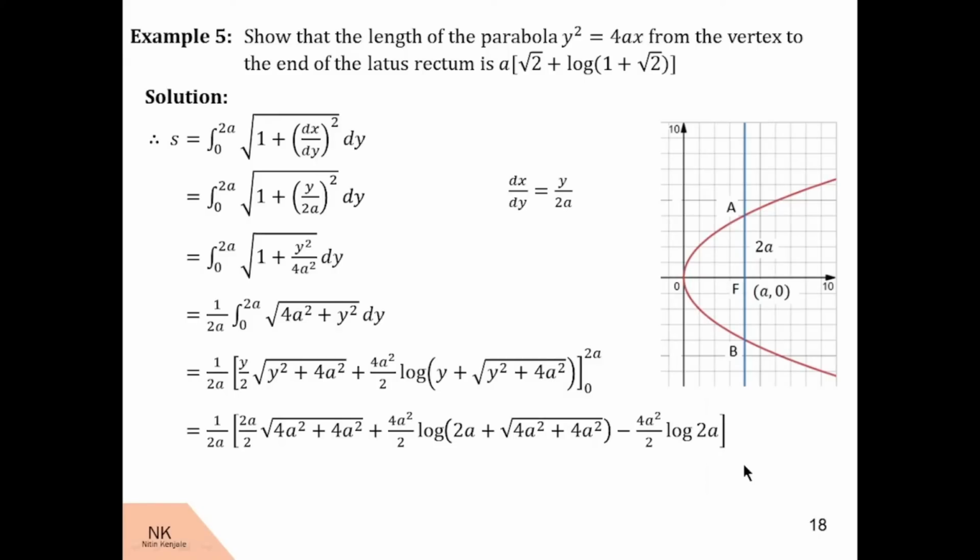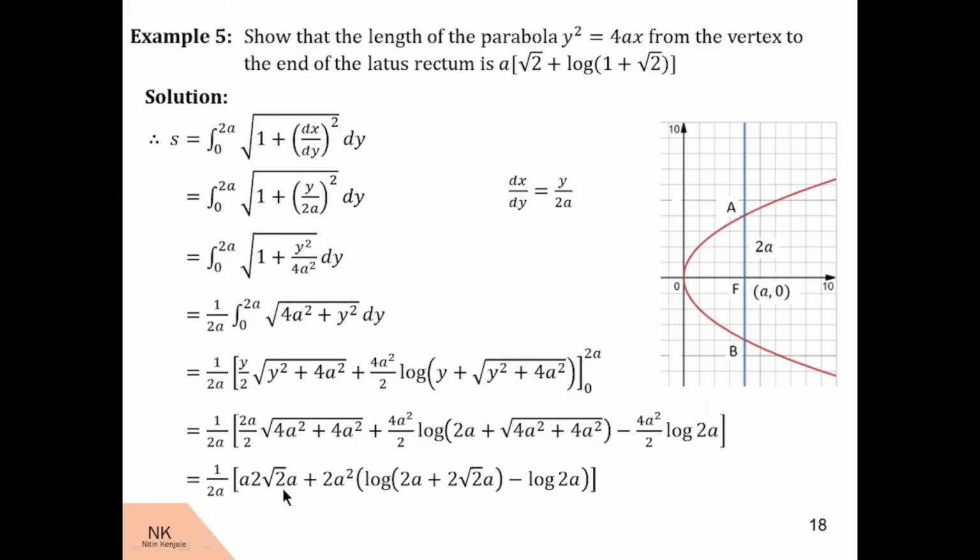Now let's simplify this. This 2a by 2 is just a. Under root of 8a square can be written as 2 root 2 into a, plus 4a square by 2 is 2a square. Similarly, this 4a square by 2 is 2a square, which is a common term, we will take it out. Now inside the bracket we will have log of 2a plus under root of 8a square, that is 2 root 2 a, minus log 2a.